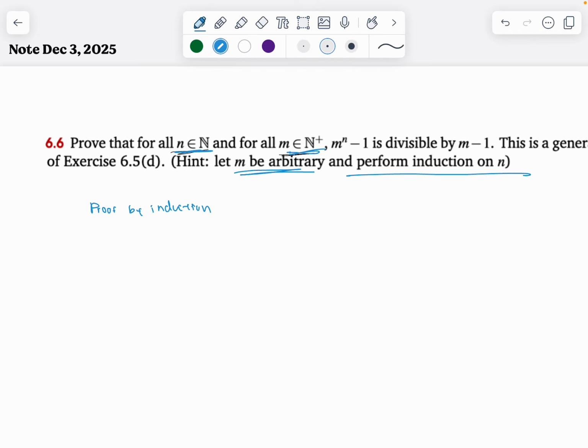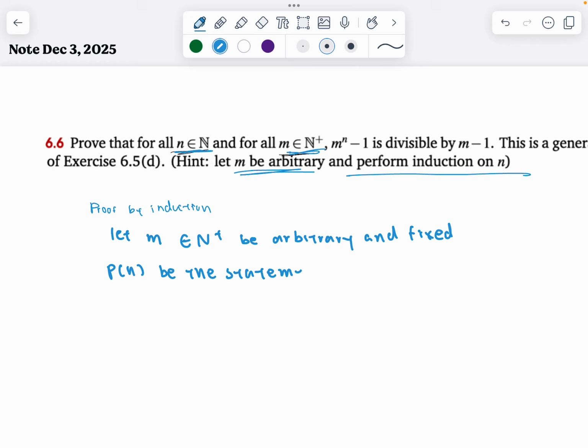let me make this font size a little bit bigger. As the hint states, we want to let m be arbitrary and fixed. In this case, we're going to perform induction on n. So let's let P of n be the statement m to the n minus 1 is divisible by m minus 1. And we are going to prove that this holds for all natural numbers n.